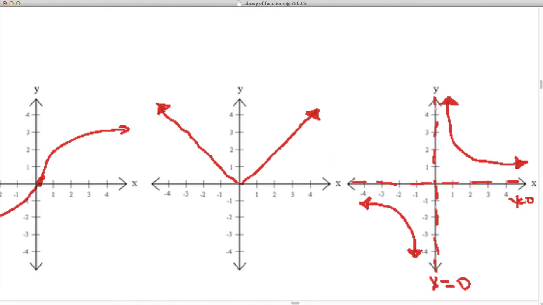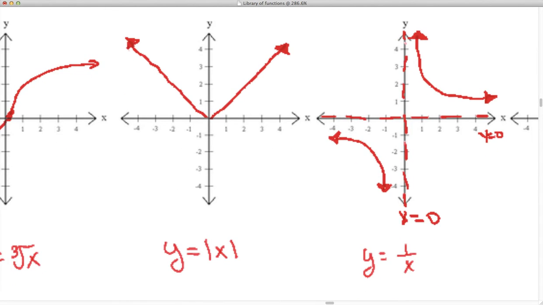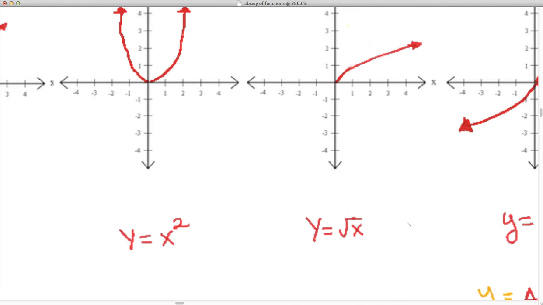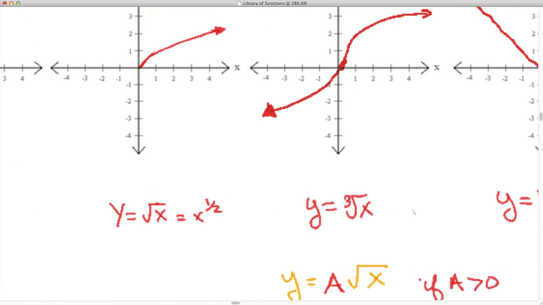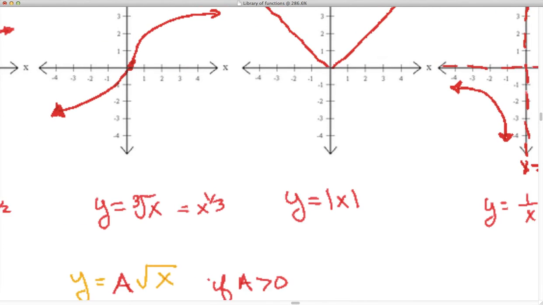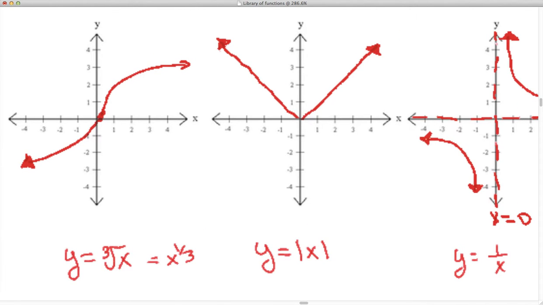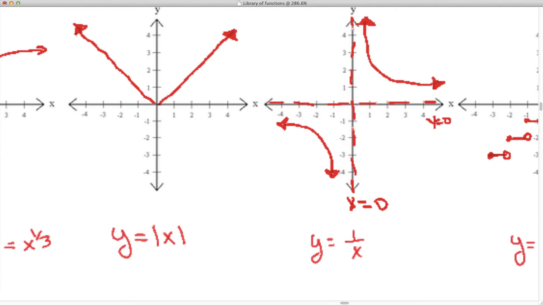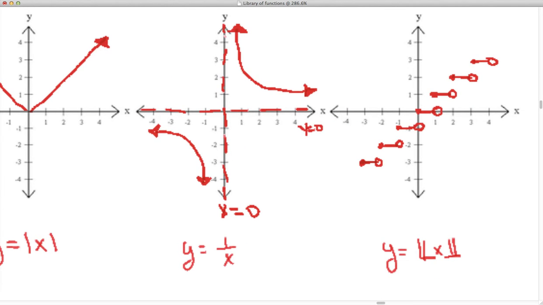Then we have 1 over x, right? These are all functions you're going to need to memorize. That's also x to the 1/2, x to the 1/3. Absolute value of x. 1 over x. And this one's the greatest integer function.